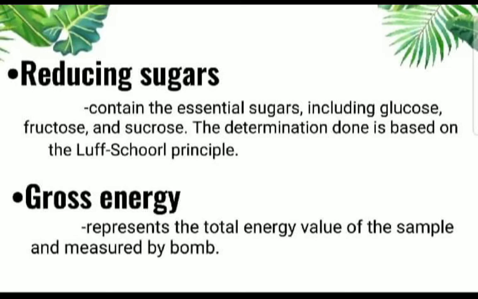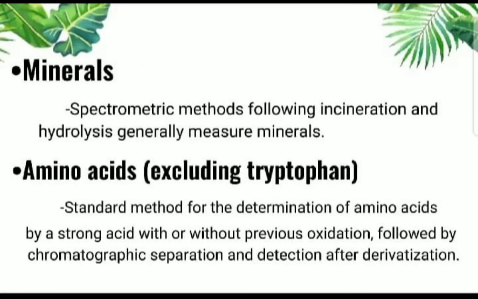Gross energy represents the total energy value of the sample and is measured by bomb calorimeter. Minerals: spectrometric methods following incineration and hydrolysis generally measure minerals. Amino acids: the standard method for determination of amino acids uses strong acid hydrolysis with or without previous oxidation, followed by chromatographic separation and detection after derivatization.